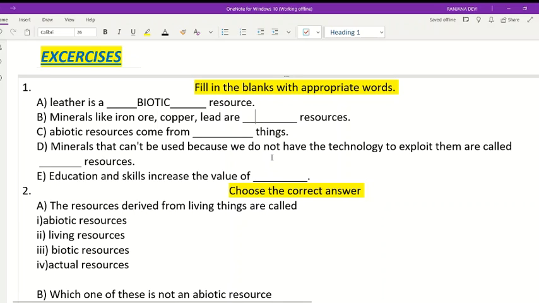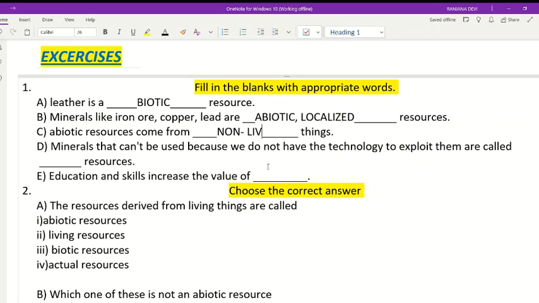So, there can be two answers. First of all, it can be abiotic resources, because iron ore, copper, and lead are obtained from non-living things. And second, it can be localized, because they are found at specific places. So two answers can be there. Minerals like iron ore, copper, lead are abiotic as well as localized resources. Next, abiotic resources come from, as I told you, the non-living things. So the answer will be non-living things.